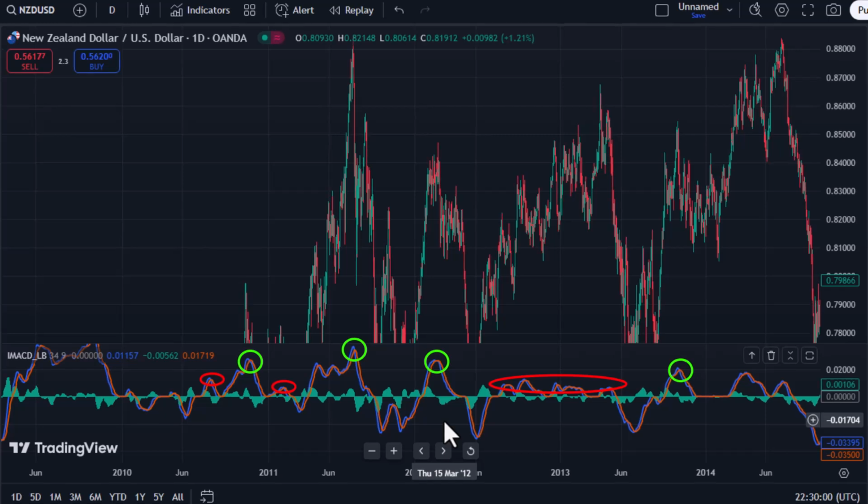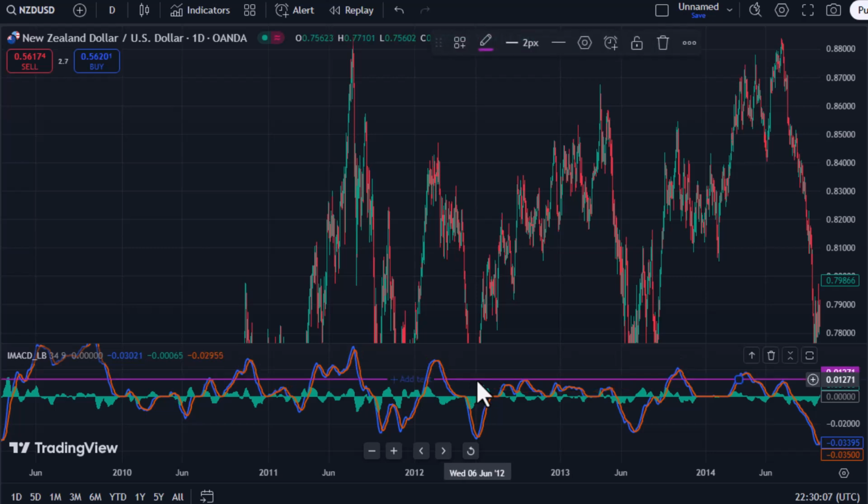crossovers. Now, what you want to do is separate the major crossovers from the minor ones by drawing a horizontal line, and so the minor crossovers should be contained below the line, and the major crossovers should be contained above the line. Again, the reason for this is because we only want to take positions from these major crossovers and ignore the minor ones. And so, this will be your overbought line. Now, for your oversold line, you want to place it opposite your overbought line. So since your overbought line is at this value, I'm going to place it at the negative of that value.